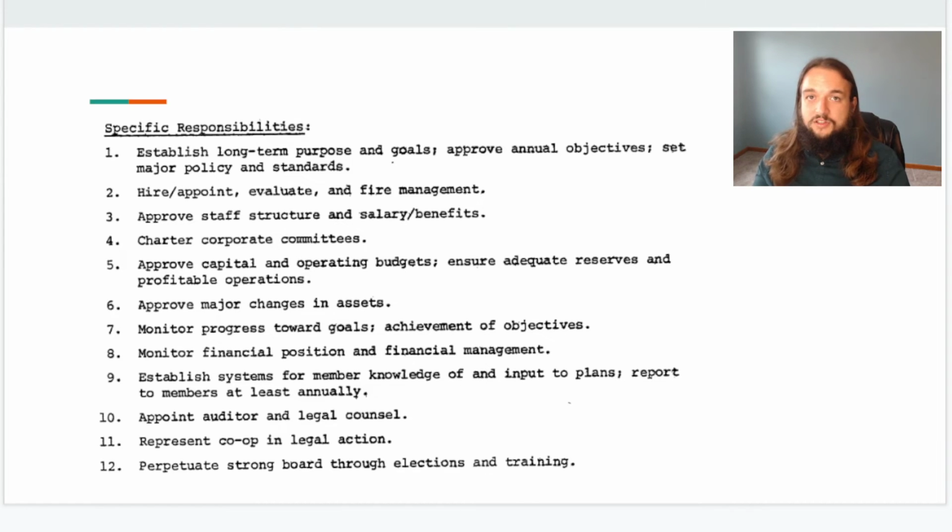This is huge. If you don't have somebody to talk with your lawyer and be at court, if you wind up in court, then it can all kind of crumble pretty fast. 11, representing the co-op in legal action. And 12, perpetuate strong board through elections and training.